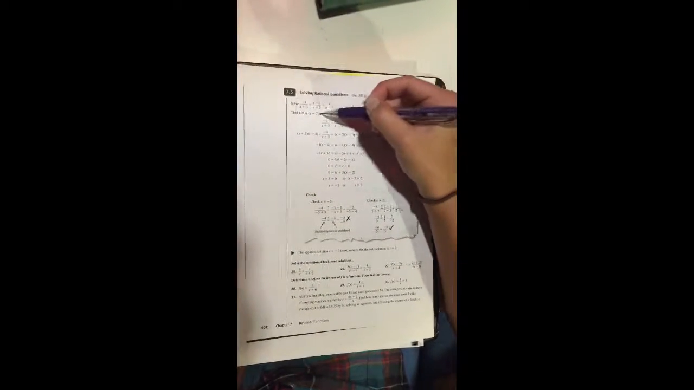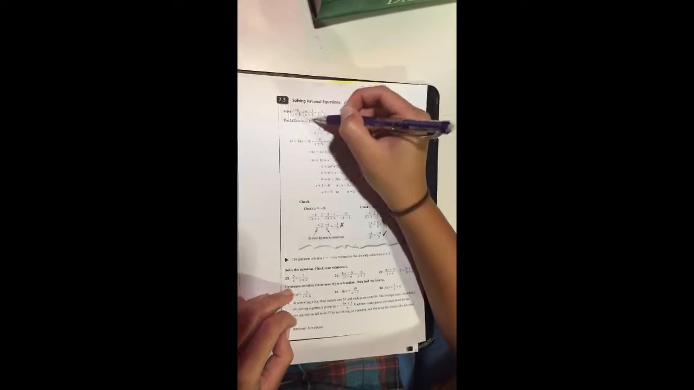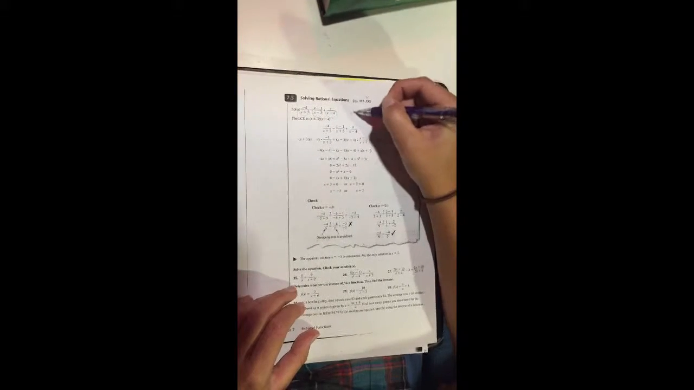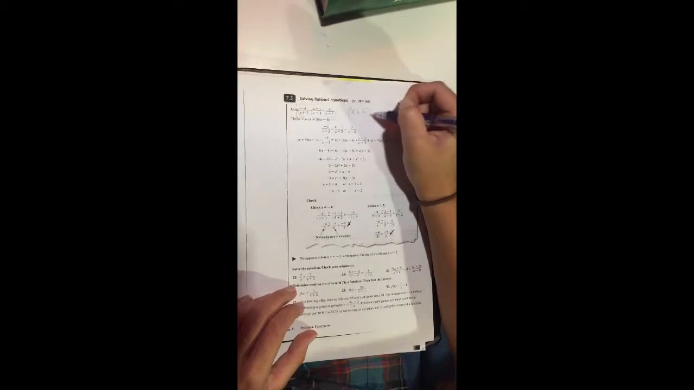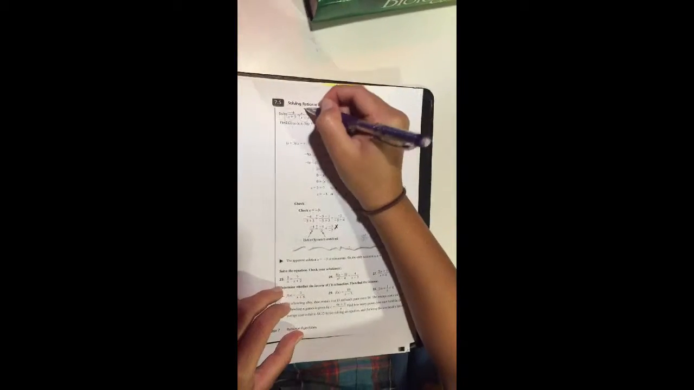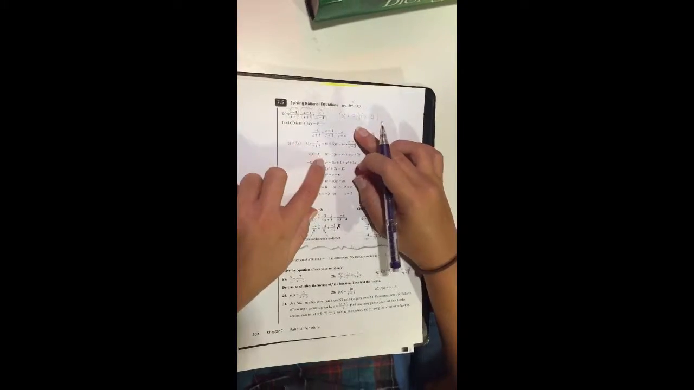Solving rational equations. Okay, so when solving rational equations, you're going to have a problem that looks like this. And straight off the bat, we can tell that with x plus 3 and x minus 4, the common denominator is going to be x plus 3, x minus 4. So we need to have each of these separate top ones have the same denominator on the bottom.